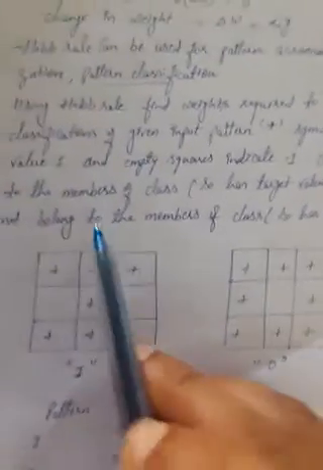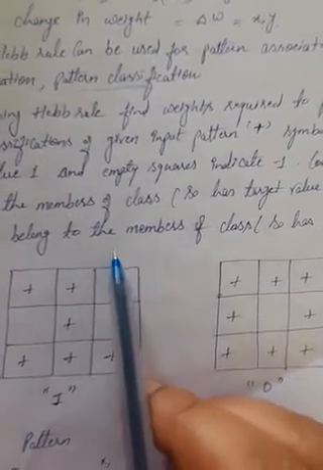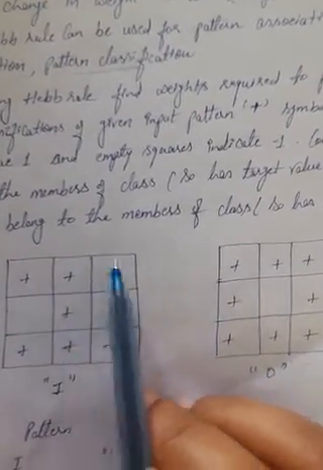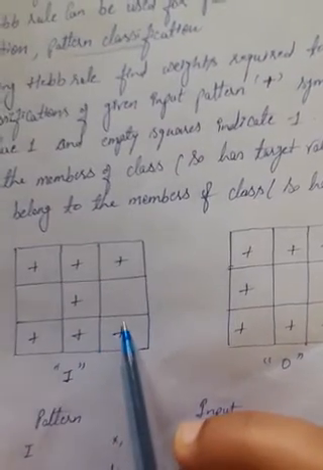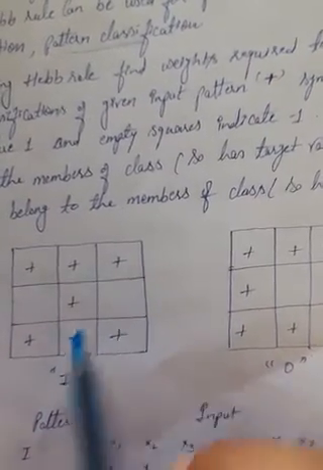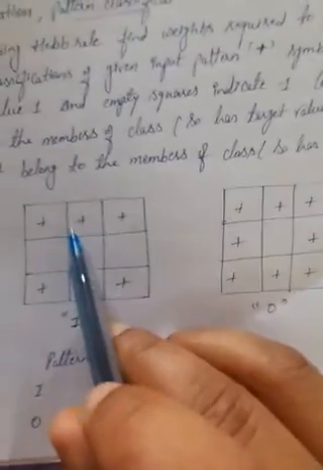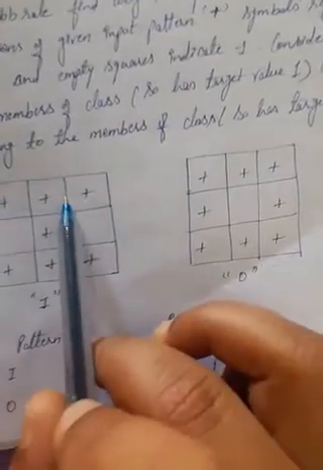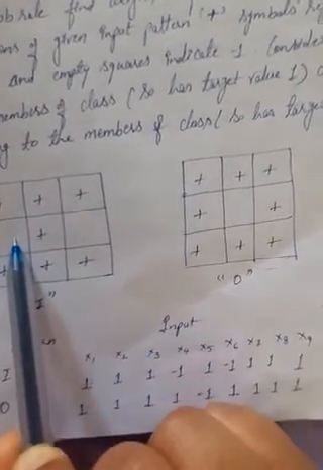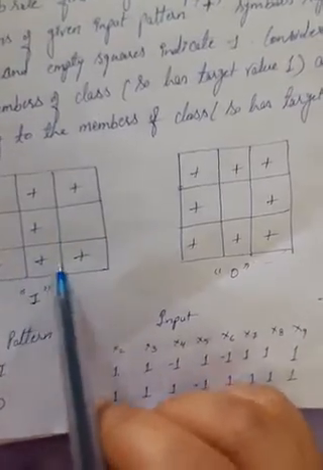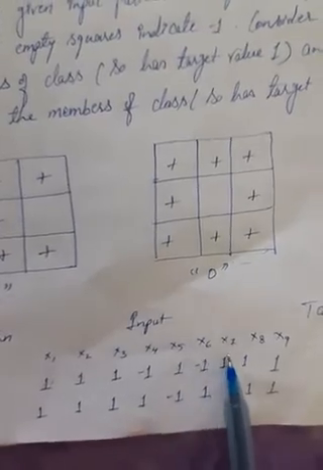Now let us see the input. How much input is given? We will have 1, 2, 3, 4, 5, 6, 7, 8, 9. So we will have 9 input vectors. Now let us see how to make a table. So we write correspondingly +1 as 1. Okay. So for I, see the pattern, that is 1, 1, 1, -1, 1, -1, 1, 1, 1.